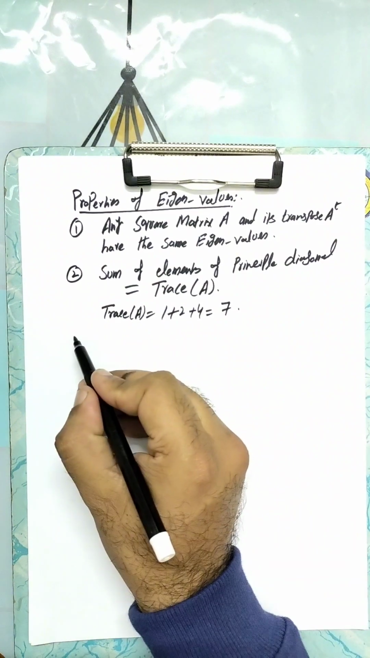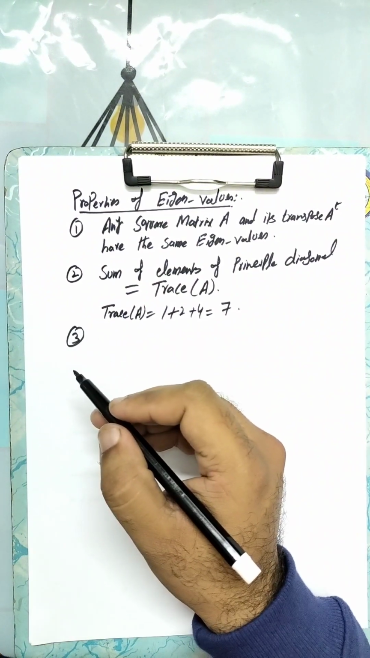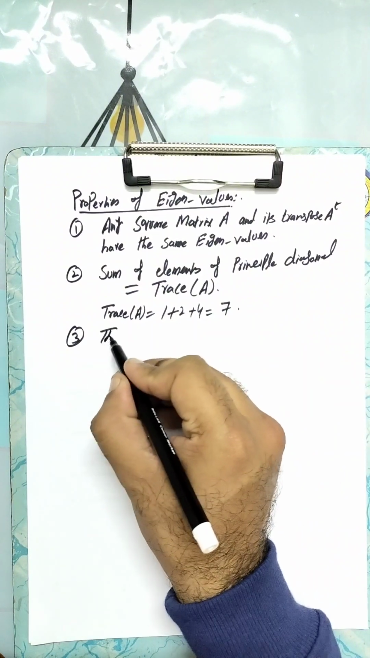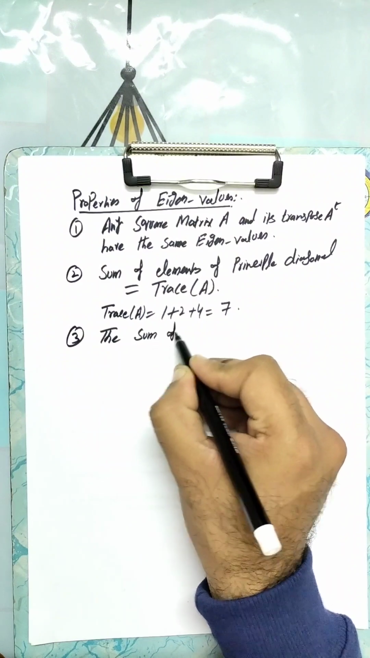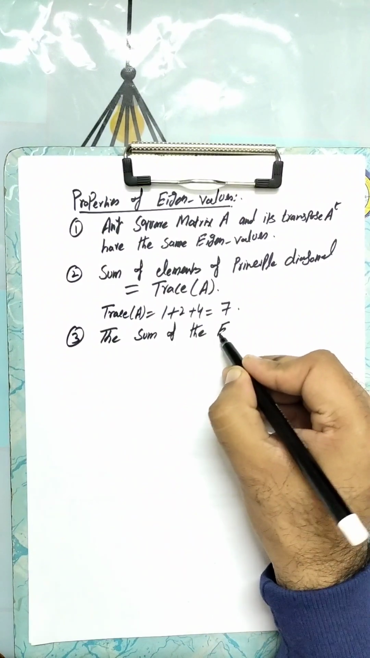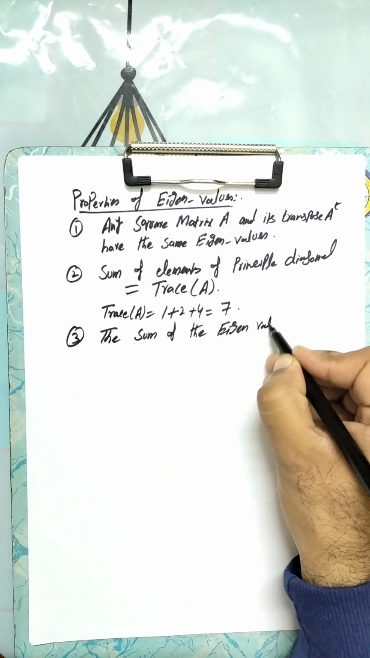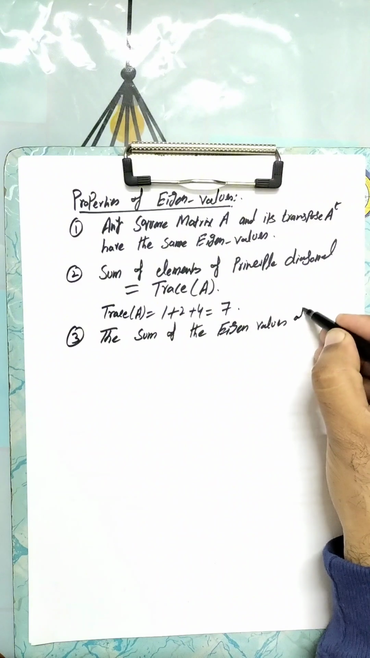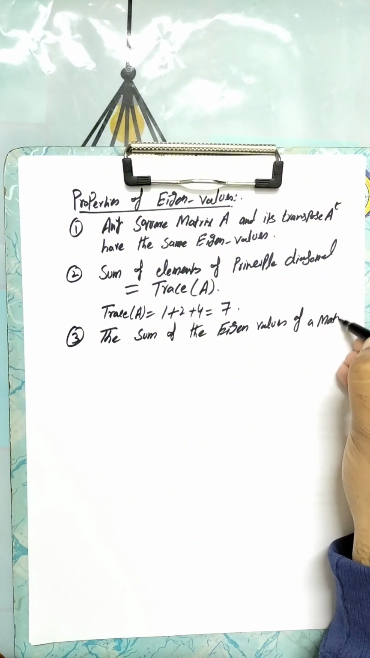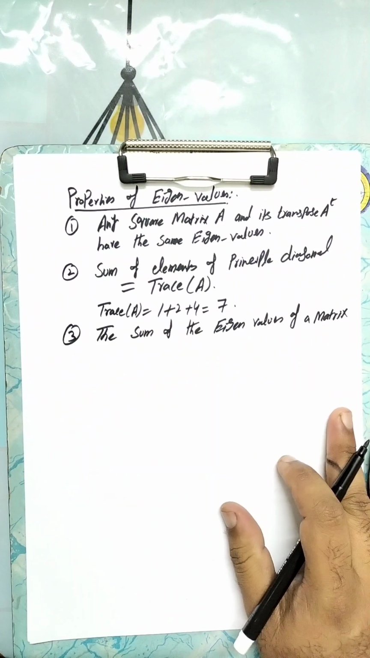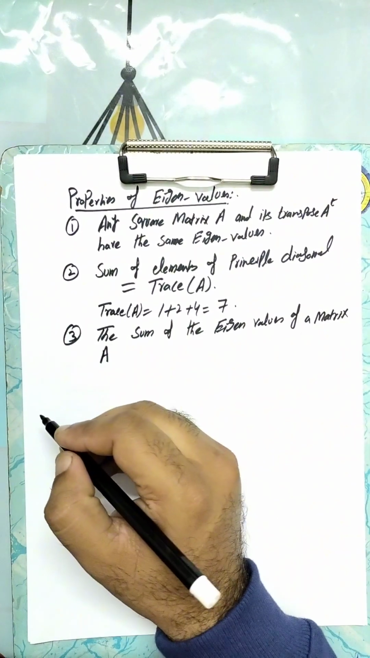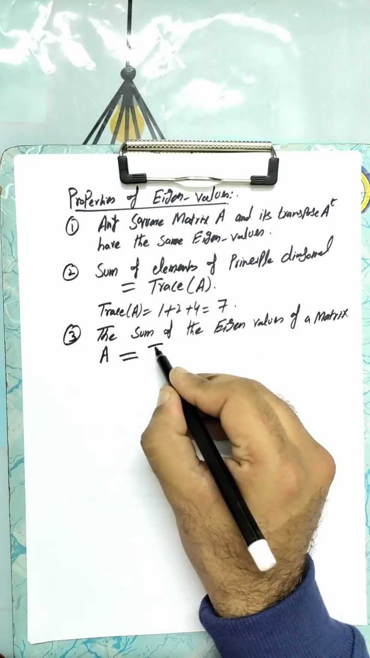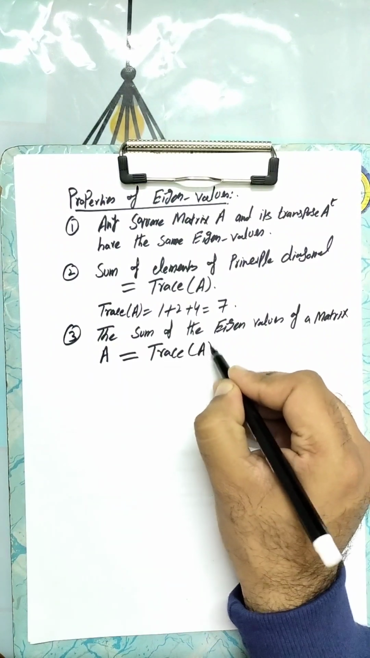So the next property is a very interesting property and very important property. The sum of the eigenvalues of a matrix A is equal to the trace of A, is equal to the trace of A.